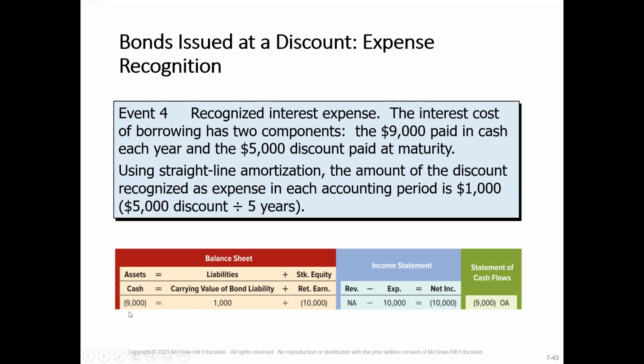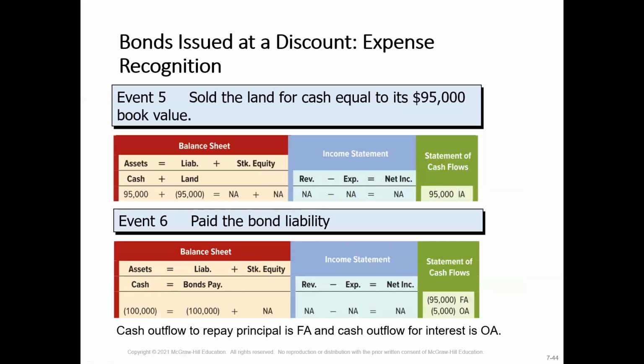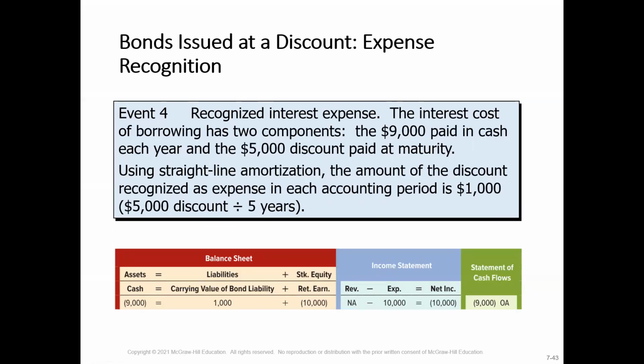So $9,000 decrease to cash. This would actually be $1,000 positive adjustment to the discount on bonds payable account. So it'd be the contra liability account. And then also we have an increase to interest expense of $10,000. So all 5 years, we will have that same transaction event 4. We'll have that entry December of year 2, 3, 4, 5.